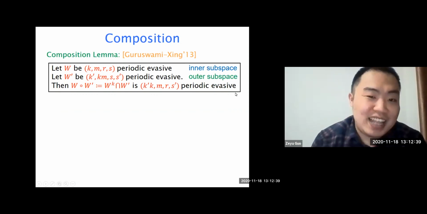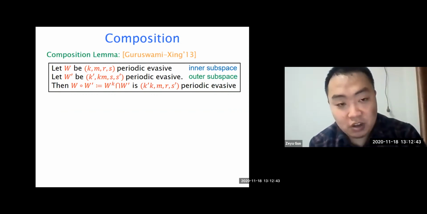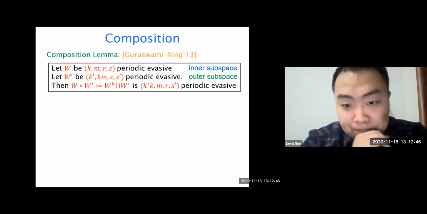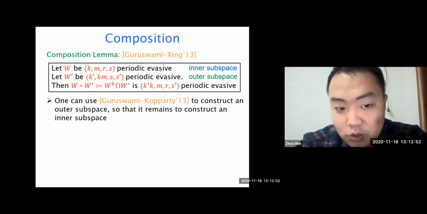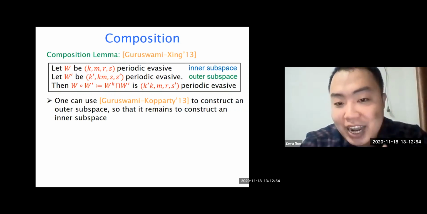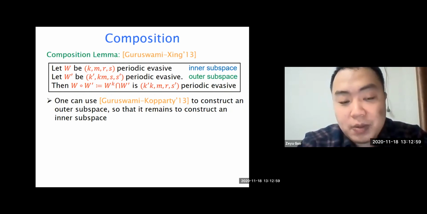We call W the inner subspace and W prime the outer subspace. You can think of this as an analog of concatenating two code words, an outer code with an inner code. And we can use this composition lemma, and then use the Goswami-Kobati theorem to construct the explicit constructor in the previous slide to construct the outer subspace, so that it remains to construct the inner subspace.